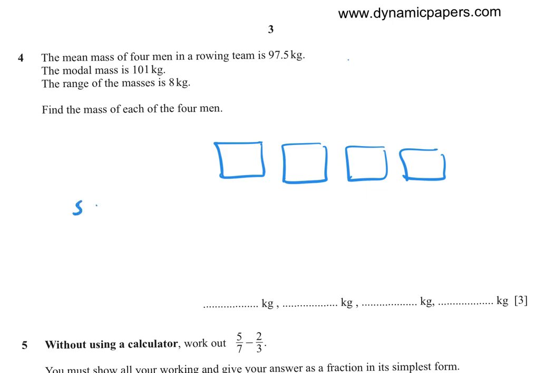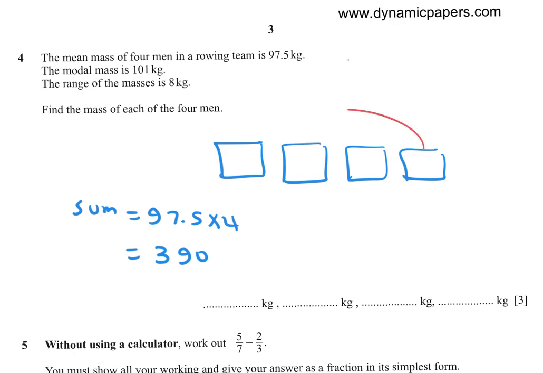So the sum of these numbers, 97.5 times 4 equals 390. Yes, sir. So the sum of them is 390. The modal mass is 101, so we have 101 more than one time. Can it be 4 times? Of course not, because 4 times 101 is more than 390. Okay. The range is 8 kg. The range is the difference between the greatest value and the least value. So the range is 8.